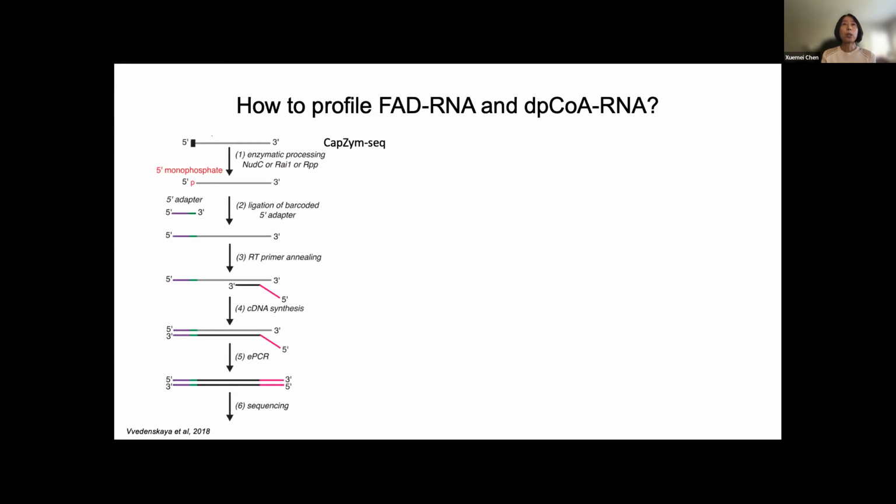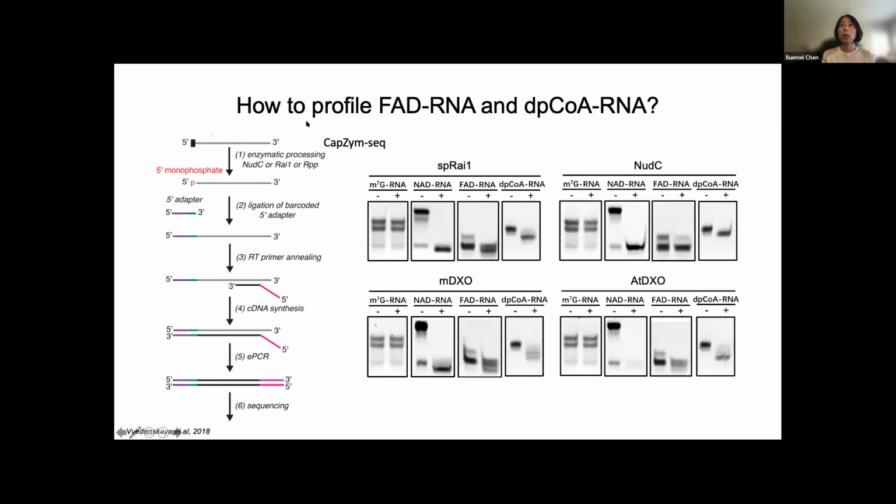So here I wanted just to show you an example of the specificity of these enzymes that are being used. These are DXO homologs from Schizosaccharomyces pombe. This is called RAI1, and this is mouse DXO. This is Arabidopsis DXO. And NudC is the one that was already introduced from E. coli that can remove the RNA NAD cap. I won't go into details about these gels. These are boronate gels that could actually distinguish NAD RNA from, for example, 5' monophosphate RNA by this shift.